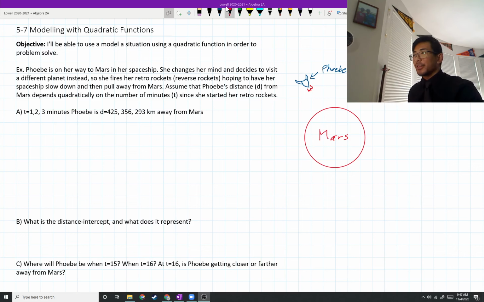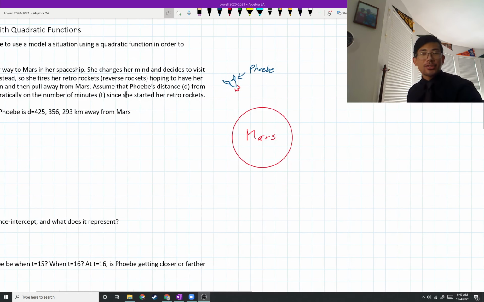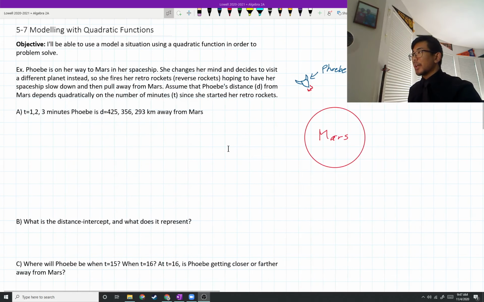So I've drawn a little picture here. So retro rockets are just rockets that push from the front, so they push you backwards. Here's my picture of that scenario. Okay, now we're going to label our variables here instead of x and y, t and d, where d is our distance from Mars, or Phoebe's distance from Mars, right here.